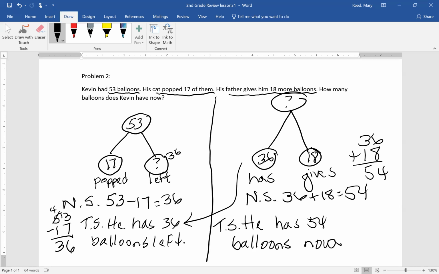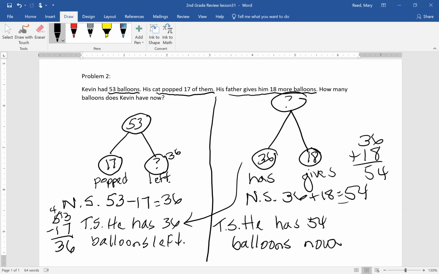Okay, and maybe if you're really good with mental math, and I didn't think of this, but I read it, maybe you could figure out that if his cat popped 17 and his dad gave him 18, then he has one more balloon than he started with. And if we look at that, that's exactly what happened. He started with 53 and he ended up with 54. And that's because his father gave him one more balloon than his cat popped.